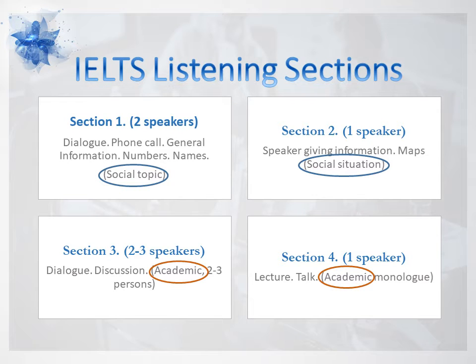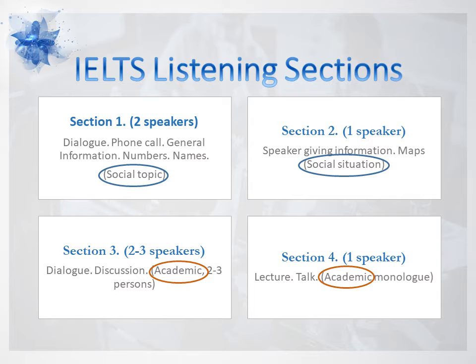Okay, listening sections, there are 4 sections as I mentioned before. Pay attention to the circles that I made. The blue circles are on social topics. Section 1 and 2 are on social topics. And the red circles are on academic contexts, which is section 3 and 4.